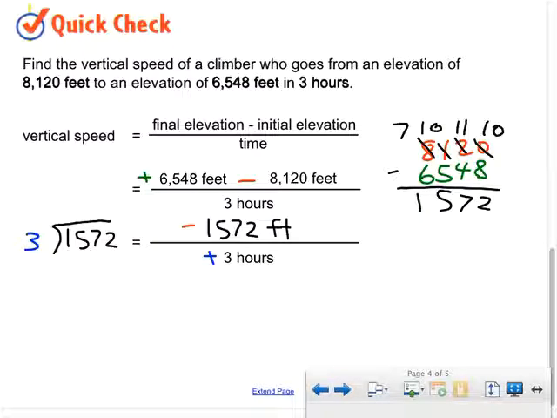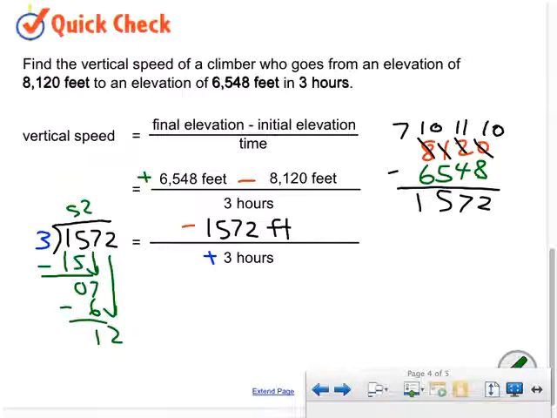So 3 can't go into 1, but 3 goes into 15 how many times? 5. 5 times 3 is 15. Subtract that, 0. Bring down my 7. How many times 3 go into 7? Twice. And 2 times 3 is what? 6. Subtract that off. 1. Bring down that 2. And what do we have? 3 goes into 12 how many times? 4. 4 times. And then we get no remainder.